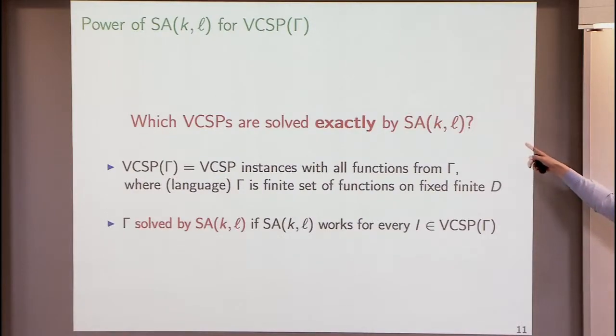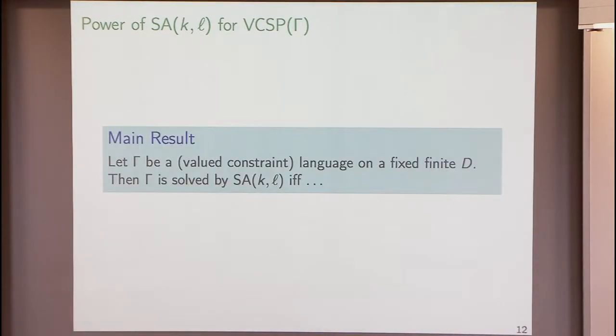So slightly specializing this question, it will be interesting to ask for which valid constraint languages, sets of functions gamma, the Sherali-Adams hierarchy works. And we'll be able to answer this question. Okay, so the main result, maybe two results, which you'll see towards the end of this talk, will look like this. Let gamma be a valid constraint language of finite size on some fixed finite domain D. Arbitrary D, not Boolean, not 3-element, any finite domain D.